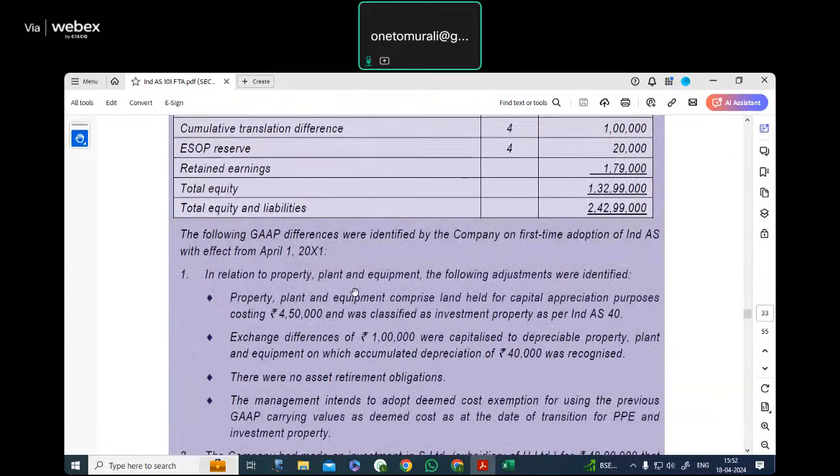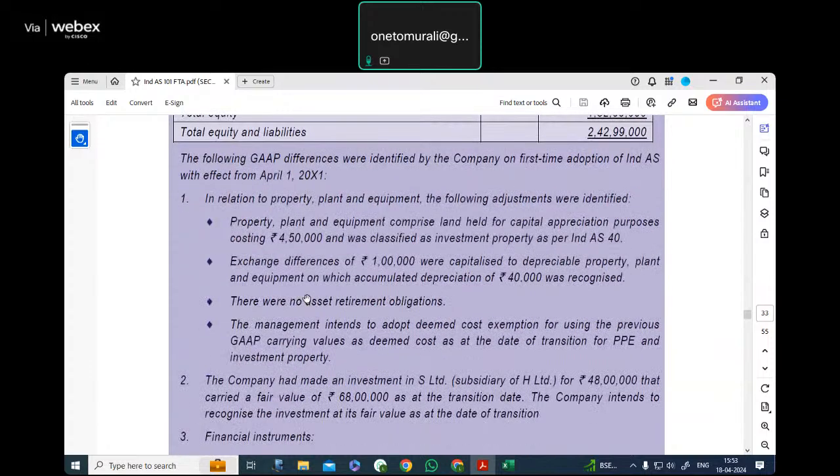The following GAAP differences were identified with the company on first time adoption of Ind AS with effect from 1st of April 20X1. Whenever we adopt, such adoption should be done on a retrospective basis, and there are some exemptions that they can take up. Now let us just try.